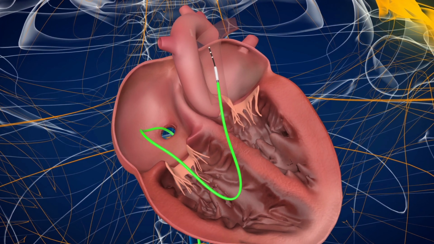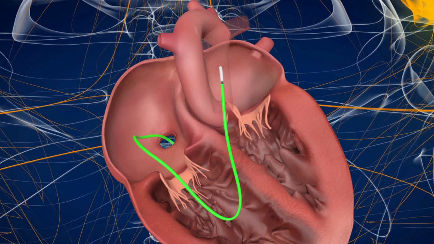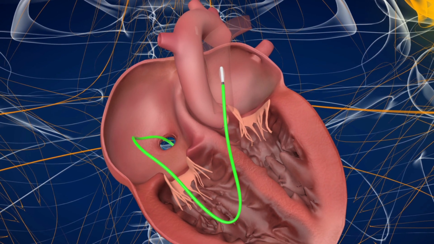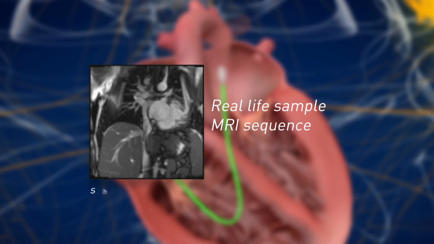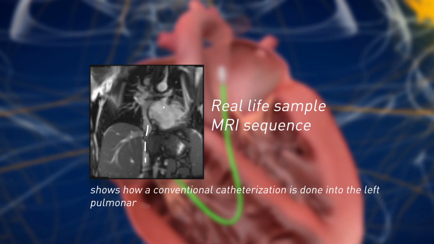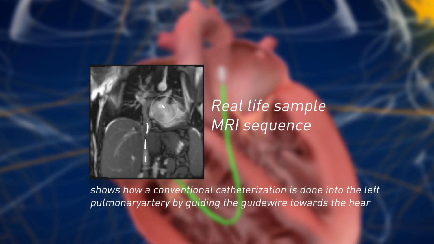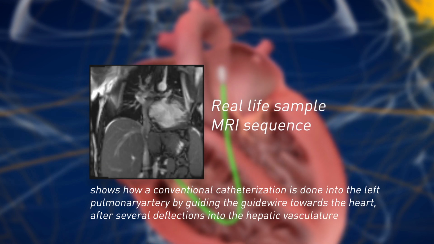The MRI can add the flow data to the measured blood pressure to allow accurate resistance calculations. No more assumptions are necessary. MR delivers gold standard flow and volume data. The real-life sample MRI sequence shows how a conventional catheterization is done into the left pulmonary artery by guiding the guide wire towards the heart after several deflections into the hepatic vasculature.